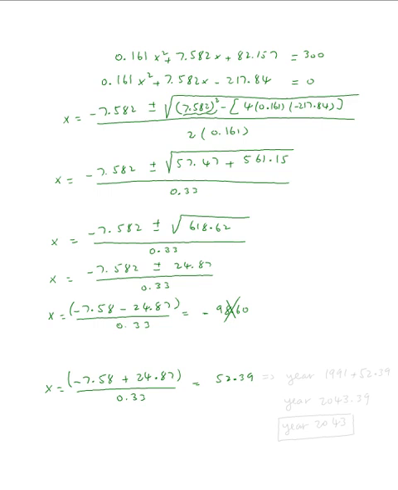So x is equal to 52.39, which means the number of years after 1991. All we need to do is add 1991 plus 52.39. That would be 2043.39, but the year is just 2043. And that's it for this problem.